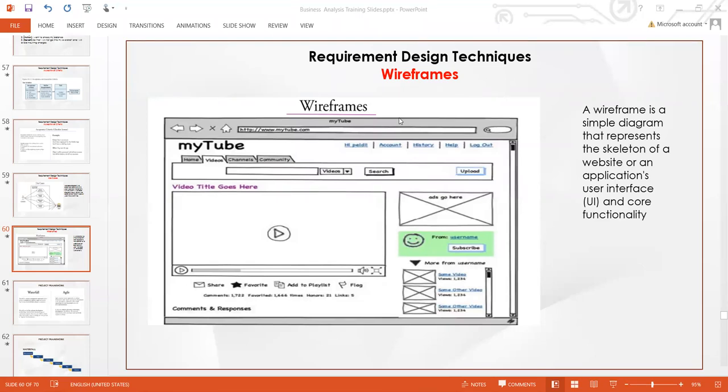You can see here, this is MyTube, a website just like YouTube. And you can see here, this is where the video is. And down here, it can be shared. After watching the video, you can share it. You can even add the video as your web favorite. You can add it to a playlist. You can flag it, and you can make comments.